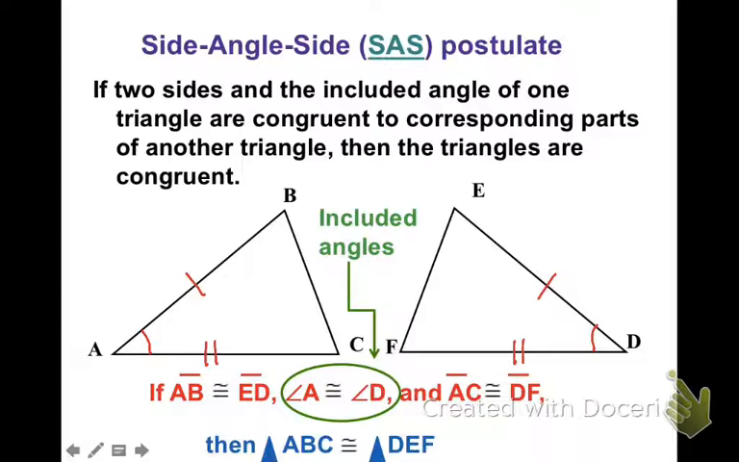For the side angle side postulate, it's super important that it's the included angle. So I would put that in your notes, or if you're annotating your PowerPoint, highlight or underline included angle. So we can see that AB matches ED, and we have AC with the two tick marks matches FD with the two tick marks. So it's the included angle.